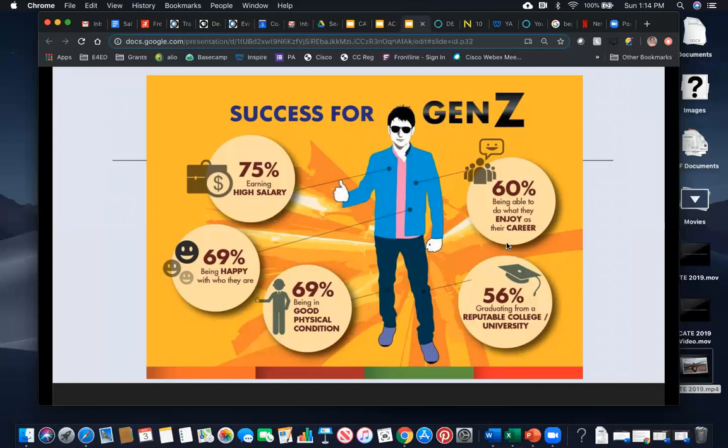For Gen Z, they have different factors that they look at when you ask them what they look at as far as success in their life and in their careers. 75% of them say that earning a high salary is going to mean success for them. 69% want to be happy with who they are. And that same number, 69%, also want to be in good physical condition. 60% of them want to be able to do what they enjoy as their career. So they're going to be looking to make connections between what they're doing on the job and if those are things that they enjoy doing. And 56% of them want to graduate from a reputable college or university eventually.